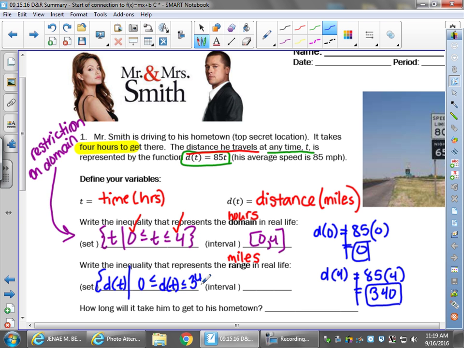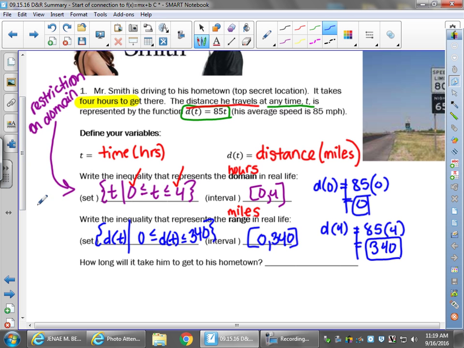Good job. Again, bringing back our interval notation. Bracket what to what? Good. How long is it going to take him to get to his hometown? Yes. Given to us, it takes 4 hours. So this was just a check: are we good at reading for information?